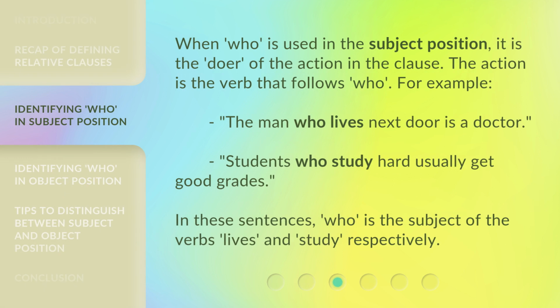When who is used in the subject position, it is the doer of the action in the clause. The action is the verb that follows who. For example, the man who lives next door is a doctor. Students who study hard usually get good grades. In these sentences, who is the subject of the verbs lives and study, respectively.